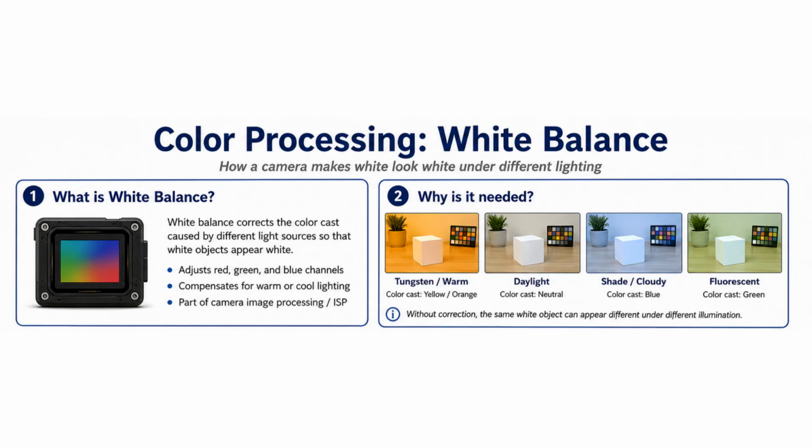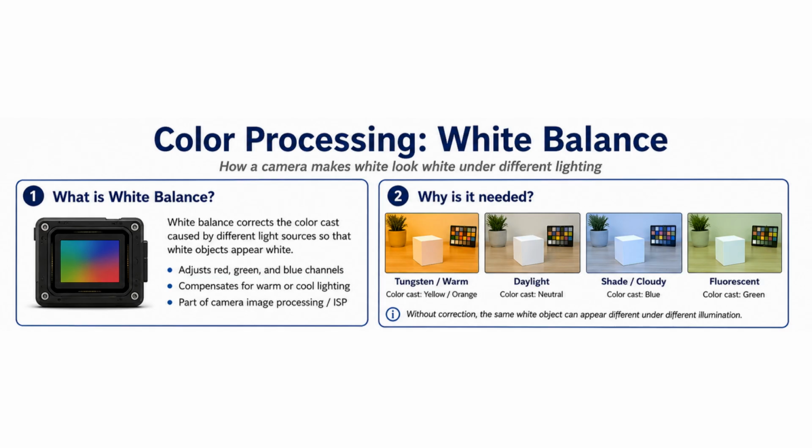White balance is the camera's method of correcting the overall color cast of a scene so that white objects appear truly white and other colors look natural. Different light sources have different color characteristics. Tungsten lighting may make the image look yellow or orange, shade can make it appear blue, and fluorescent lighting may introduce a green tint. The camera corrects this by adjusting the red, green, and blue channels through its image processing system, or ISP. This is important because the same white object can look very different under changing illumination.